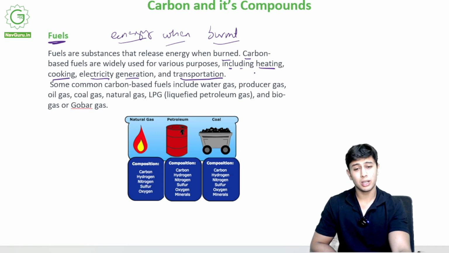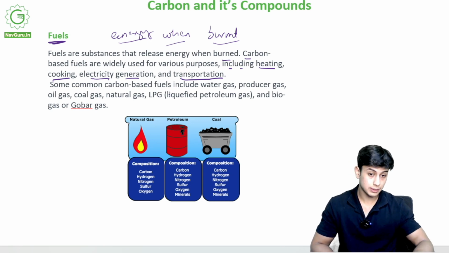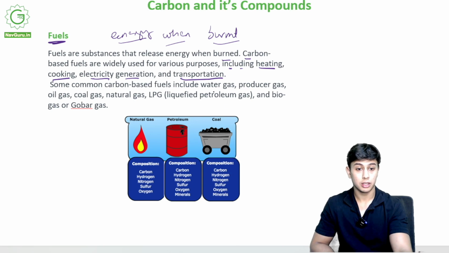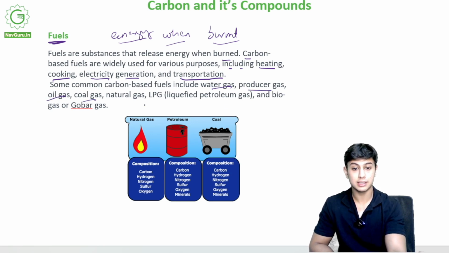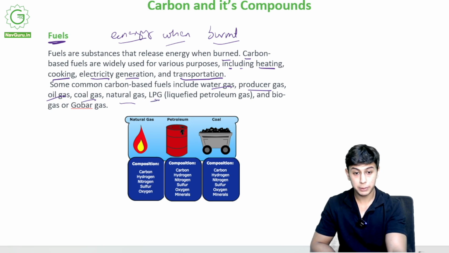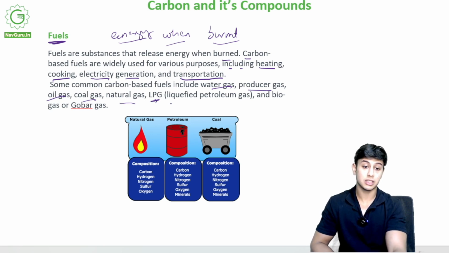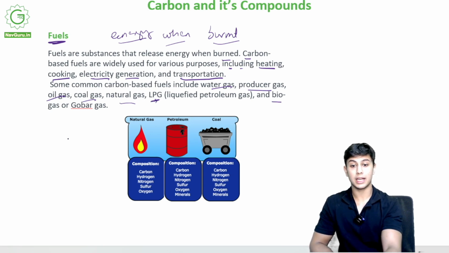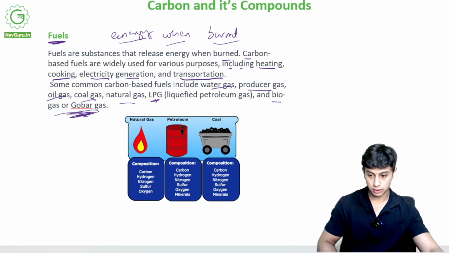CNG, petrol, diesel, gasoline, these are all carbon based and are used for various processes. Some common carbon based fuels include water gas, producer gas, oil gas, coal gas, natural gas, LPG cylinders we get at home, and biogas or gobar gas. This is used in rural areas. So let's get into the depth of it.